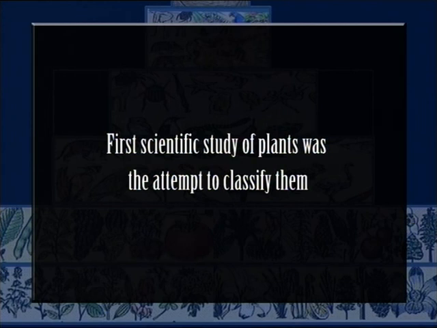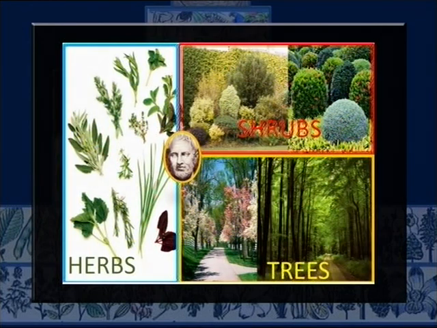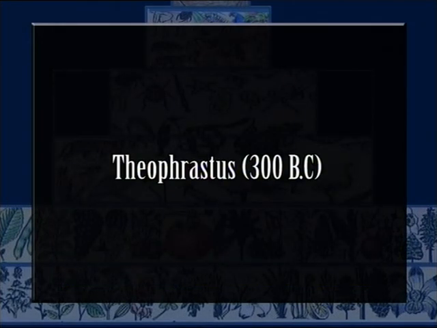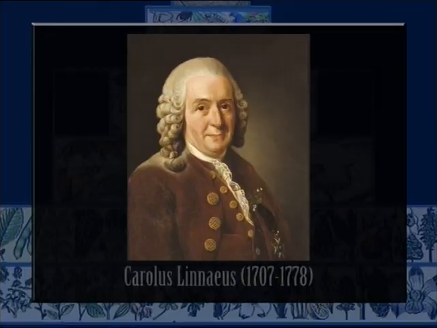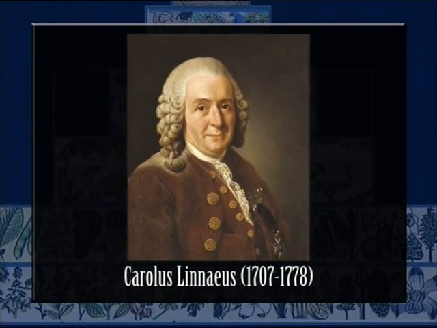Probably the first scientific study of plants was the attempt to classify them. At first, the plants were classified by artificial means into herbs, shrubs, undershrubs and trees, as was done by Theophrastus around 300 BC. These simple categories became the foundation of an advanced classification based on natural relationships. However, the beginning of the modern scientific classification of plants and animals started with Carolus Linnaeus, from 1707 to 1778, who classified all known species of his time.